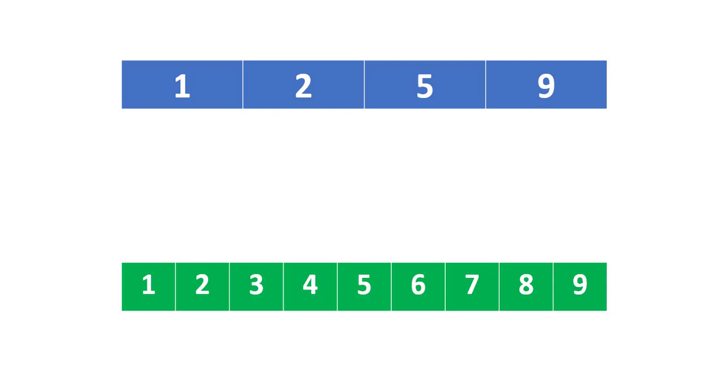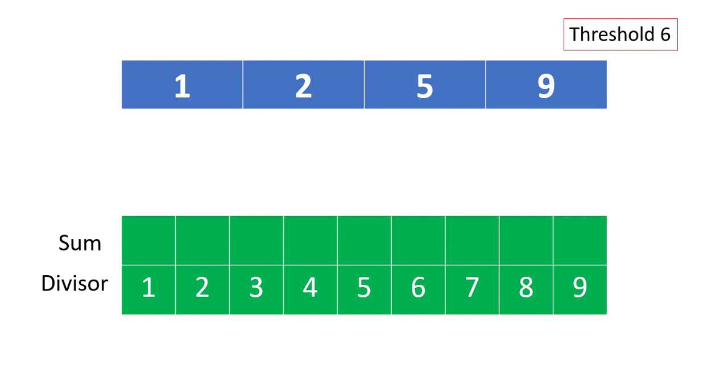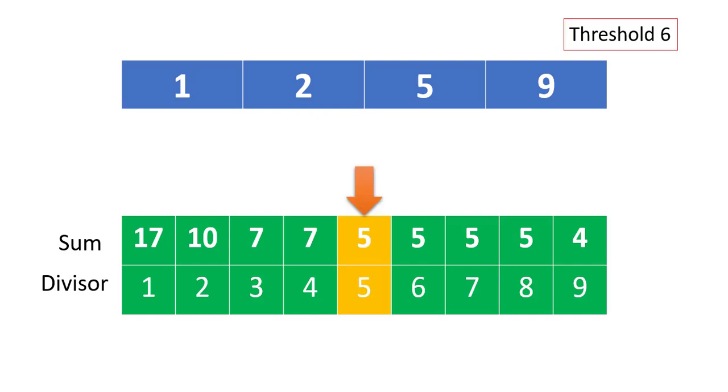Once we have this 1 to 9 array, we will find the sum for every particular divisor. With every divisor, what will be the sum that we can obtain, and the threshold is 6 as given to us. So when we find all the sums for every divisor between 1 to 9, we get this as an array. Now in this array, we know that the answer is 5, where the sum is 5 and the divisor is also 5. Divisor 5 gives the closest value to the threshold, so we return it.